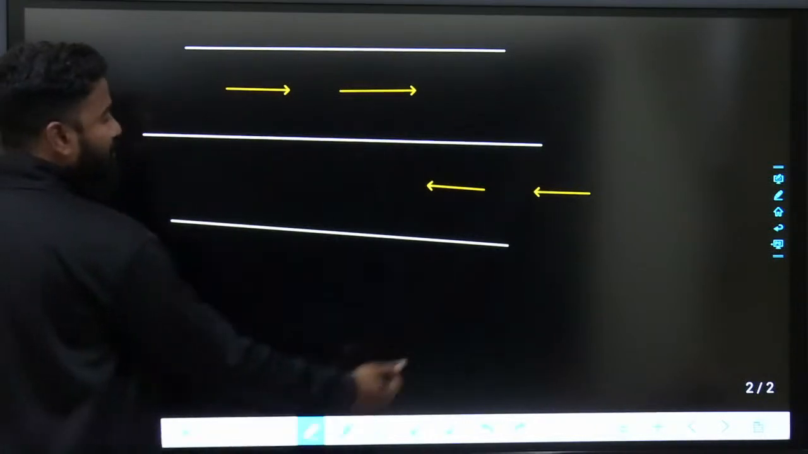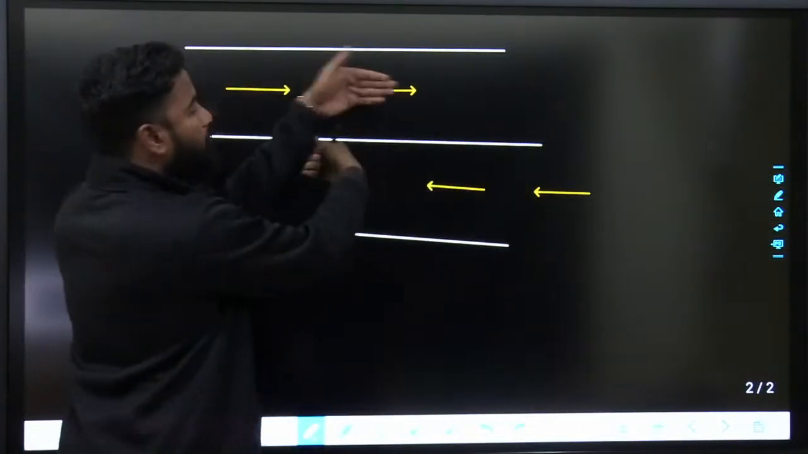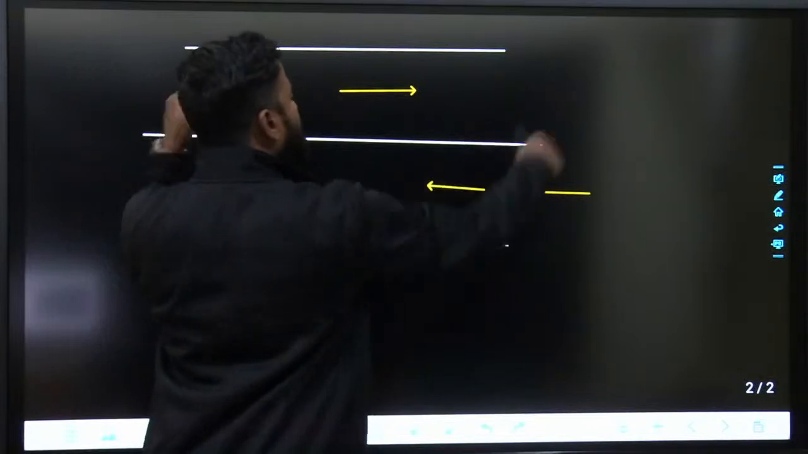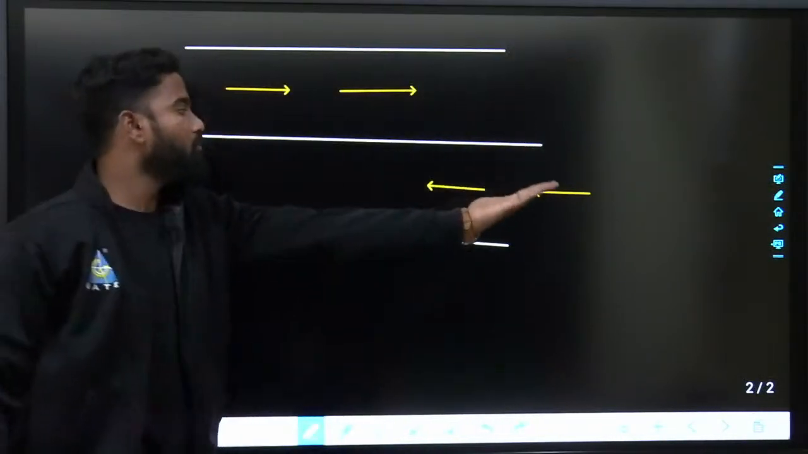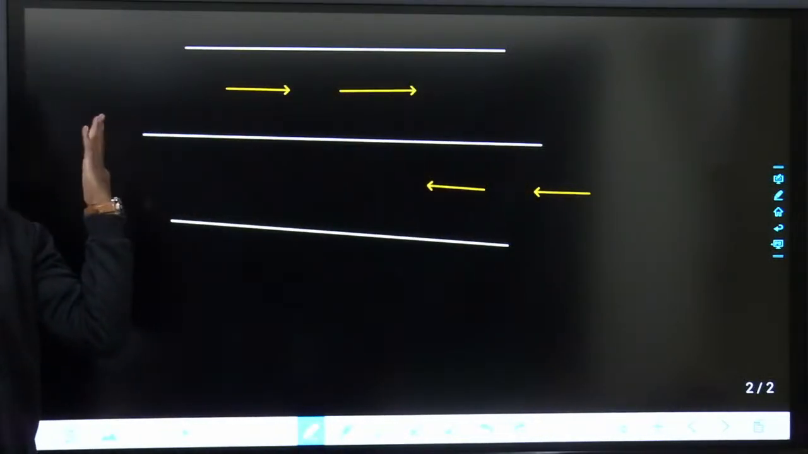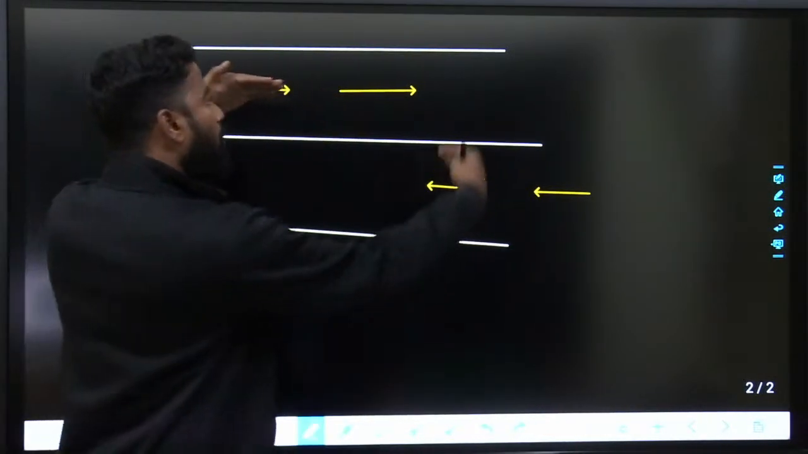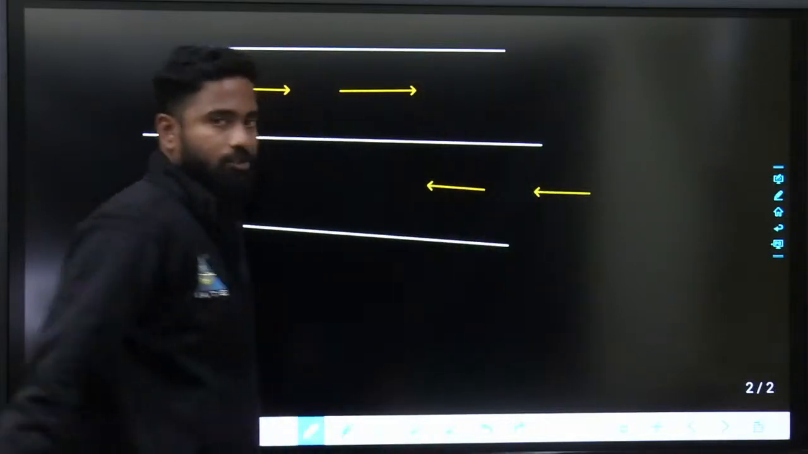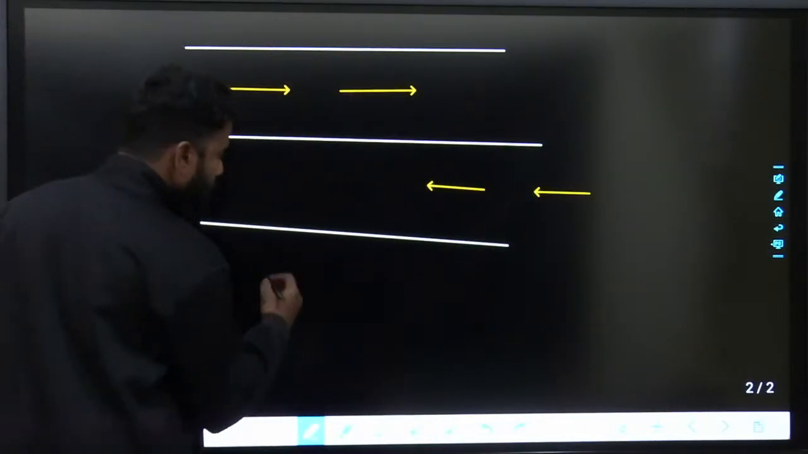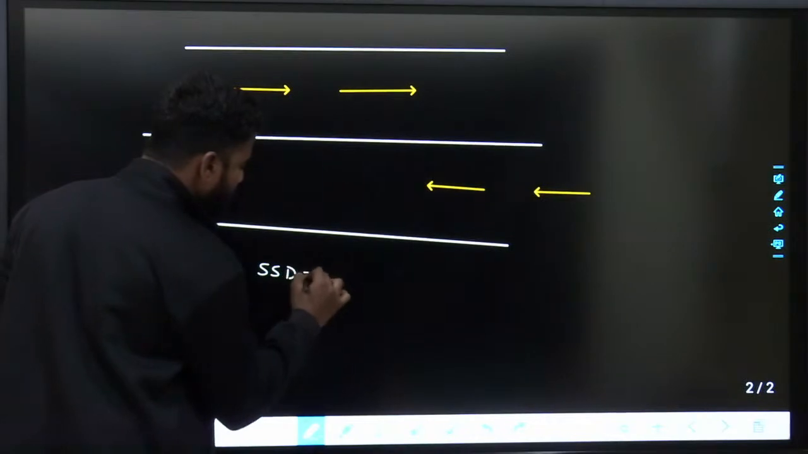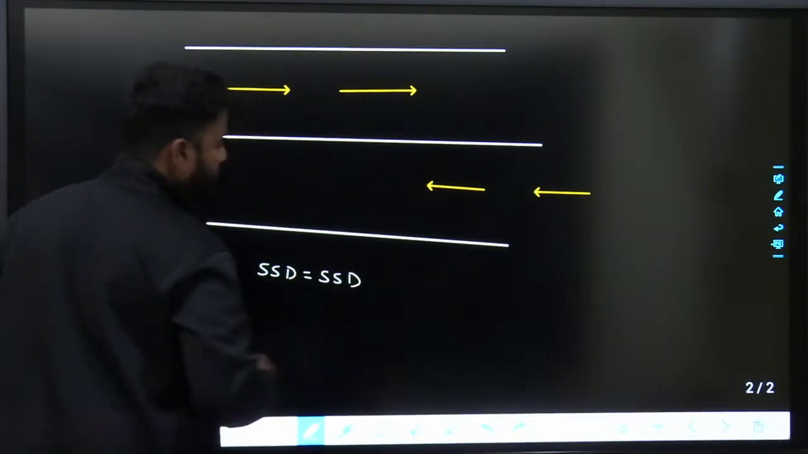So this type of collision will not be there. Vehicles will be moving in this lane, vehicles will be moving in this lane. So there will be only this backward collision. There will not be any onward collision. Since there is no onward collision here, SSD would be equal to simply the stopping sight distance.